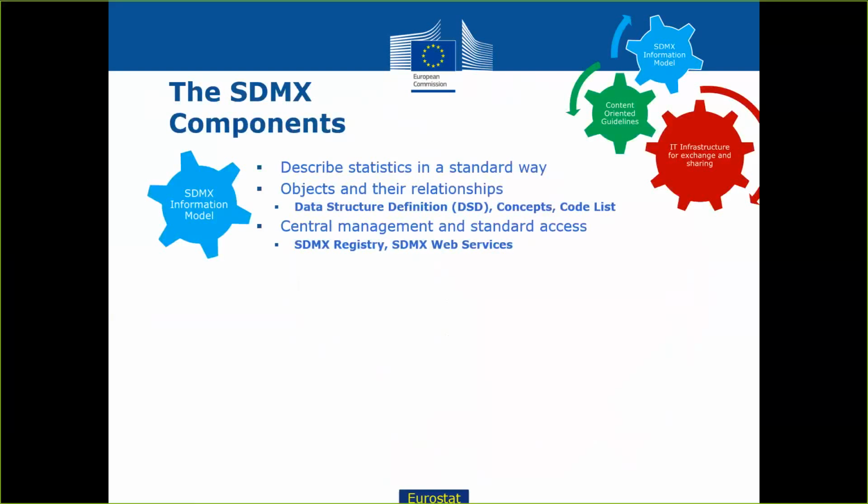This is the theoretical part of the standard that describes or models the data. Here we have one of the main artifacts, of course, the data structure definition, which models the data that is going to be transmitted between different organizations. We also have another very common artifact, called code lists, and concept schemes. All of these and their relations are defined in the SDMX information model.